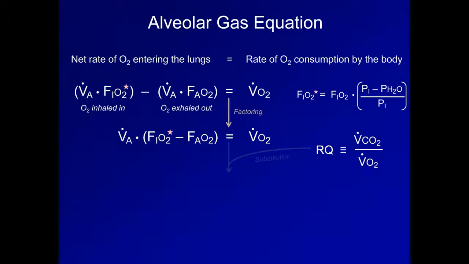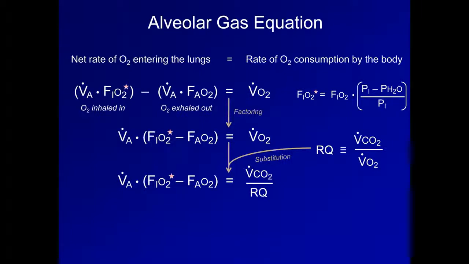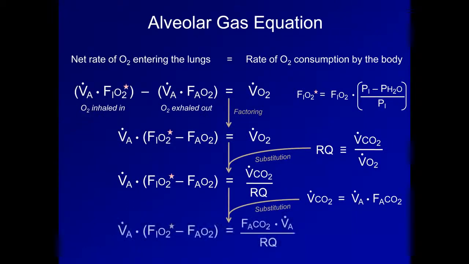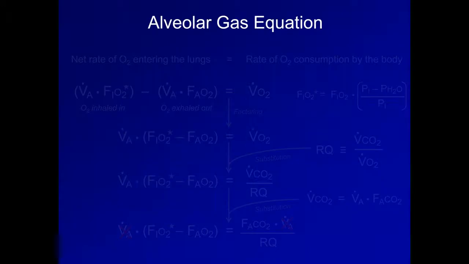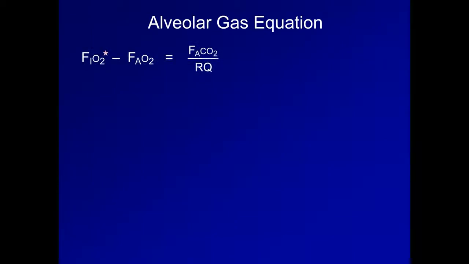With some substitution, we'll replace V dot O2 with V dot CO2 divided by the respiratory quotient. Remembering from our derivation of the alveolar ventilation equation, V dot CO2 equals alveolar ventilation times the fraction of CO2 in alveolar gas. So we'll substitute that in and we get this, and of course the alveolar ventilation on both sides cancels out. We are now left with FiO2 star minus F big A O2 equals F big A CO2 divided by the respiratory quotient. And after another simple rearrangement, the equation's form is starting to look a little more familiar.